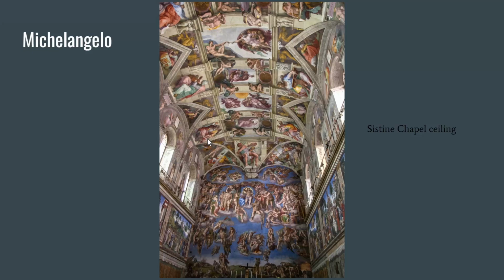All right, next up is Michelangelo. And you may recognize this particular view. This is inside the Sistine Chapel. The Sistine Chapel is located in the Vatican City, and for a very long time it's been the main gathering place where mass took place in Vatican City.